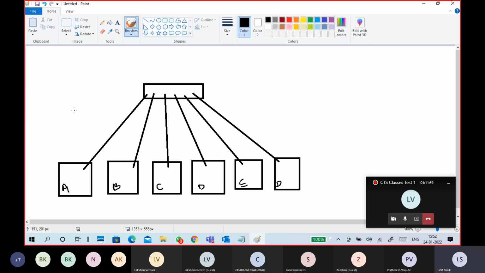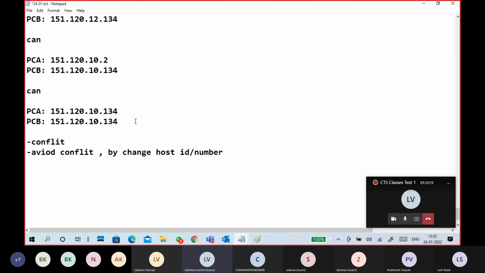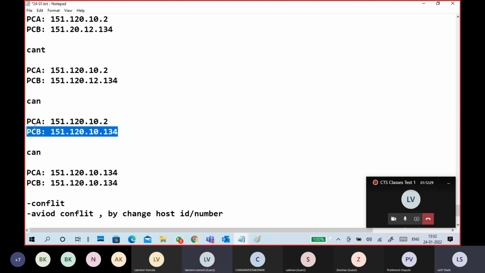For example, I have a plan. Sir, all these PCs have the same IP address? Same IP does not mean like this. If you have an IP address like this, it is called a conflict. Conflict is an error; you have to avoid the conflict. This is the same network, meaning only the network portion must be the same.